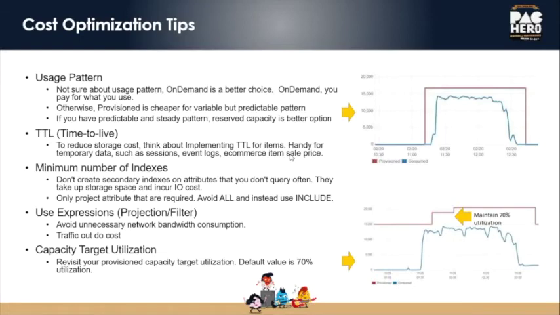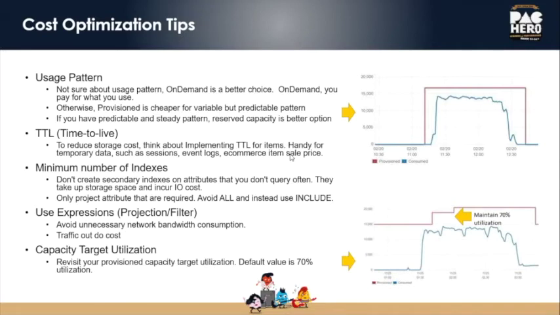The fifth point is capacity target utilization. That's another tip that you can implement. If you go with provisioned capacity, by default there's a value called capacity target utilization, and its value is 70%. So what DynamoDB tries to do is use only 70%. If you're going above 70%, it will pre-provision the capacity to maintain that 70% utilization.